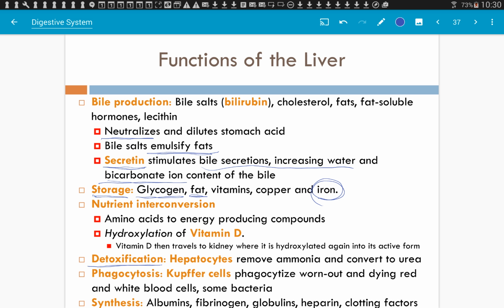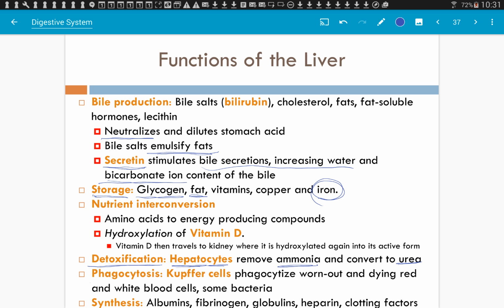Detoxification is a very important function in the liver. Hepatocytes, so hepato refers to liver, cyte means cell. Hepatocytes are cleaning the blood, getting rid of urea, which also happens in the kidneys. They remove ammonia, which is really toxic, and convert it to urea, which is then filtered out in the kidney.